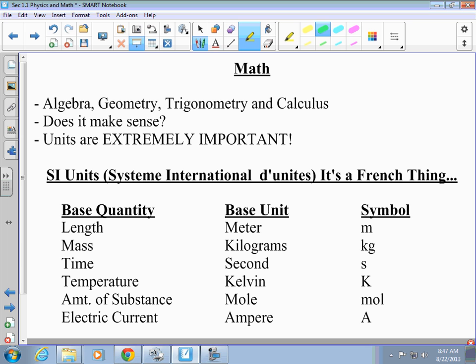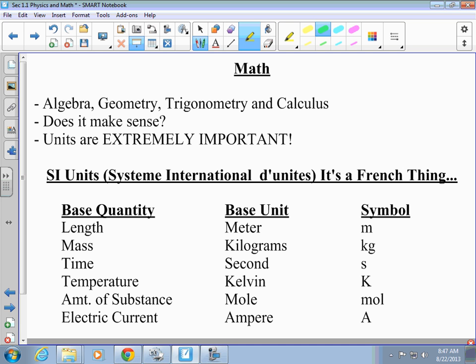We used these in chemistry last year. You're very familiar with them in science, but they get used a bunch in physics. So we look at what are our base units. Anytime you're doing a problem in physics, you are going to want to have these base units. So meters for length, kilograms for mass, and seconds for time.